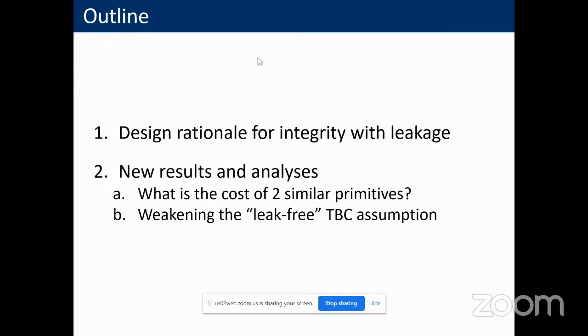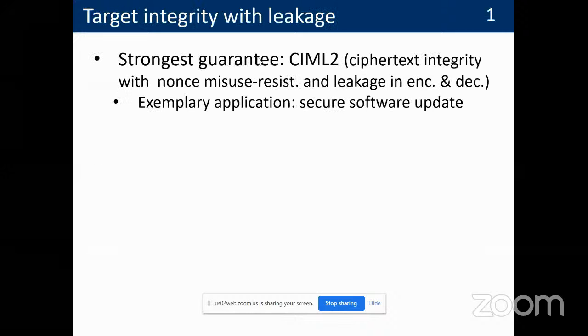So yeah, with the 5 minutes I have, I will try to say a few words about the design of Spook and discuss a little bit the new results that we have. And for the design, I will mostly speak, or only speak, about integrity with leakage. The rest, everything related to confidentiality, is in the paper and in the long talk.